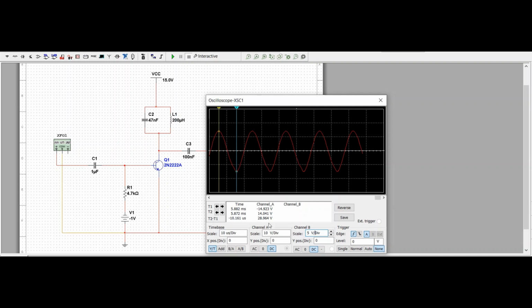At panel A, peak to peak value is 28.96 volts. So approximately we should get 30. Practically we are getting it as 28.96 volts.